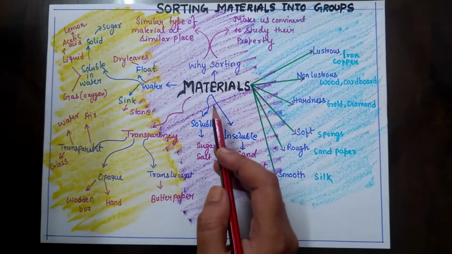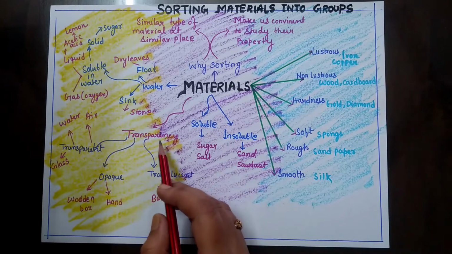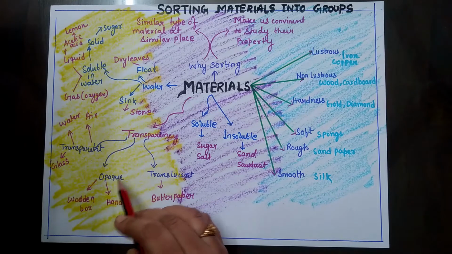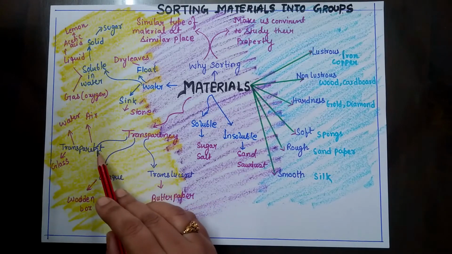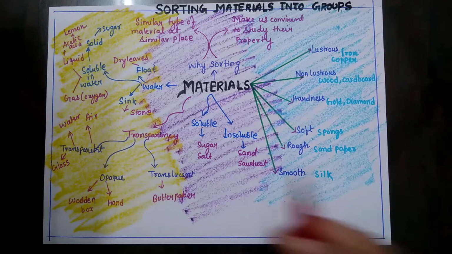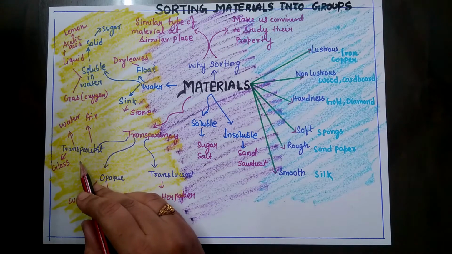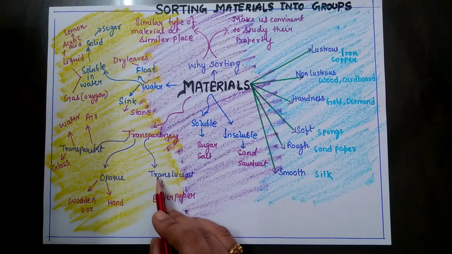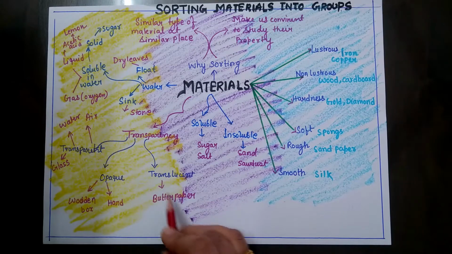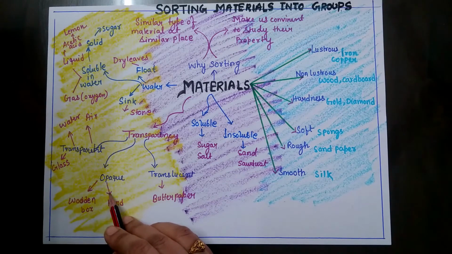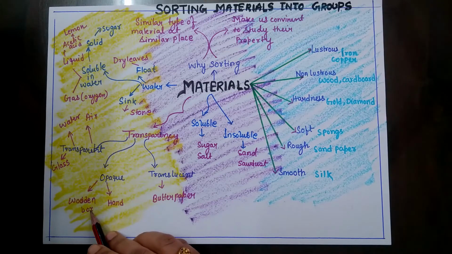Now let us begin by talking about the material based on their transparency. Based on that, it can be of three types: transparent, opaque and translucent. Transparent are those through which light can pass fully. That means through transparent material, the entire light can pass. Example: glass, water, air. Then the translucent, through which partial light can pass. Example: butter paper, tracing paper. Next we have opaque, through which light cannot pass. Example can be wooden box, hand.